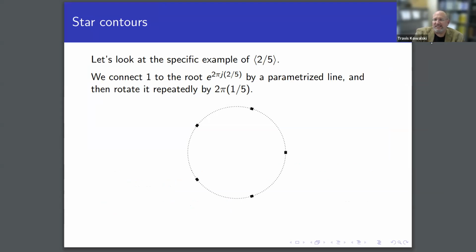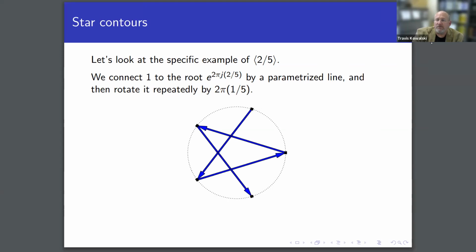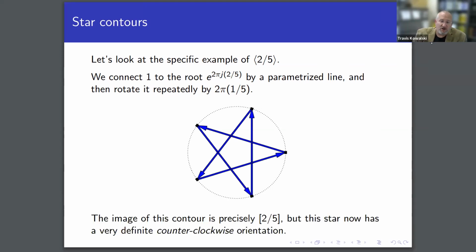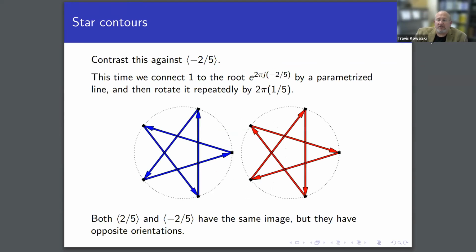So it starts off by taking the line segment that goes from 1 to e to the 2 pi j times 2/5. Yes, I'm one of those guys who use j instead of i. Come at me. Then we take that line and we rotate it by 2 pi times 1/5 radians, or 72 degrees, to get this line segment. Rotate it again, and rotate it again. The upshot is that we've still drawn the 2-5 star, but now it has this global counterclockwise or positive rotation. On the flip side, the negative 2-5 star is the exact same image, but now all of the arrows have been oriented in the other direction. It gives it this global clockwise orientation.